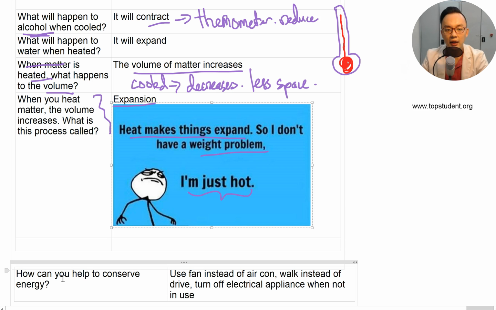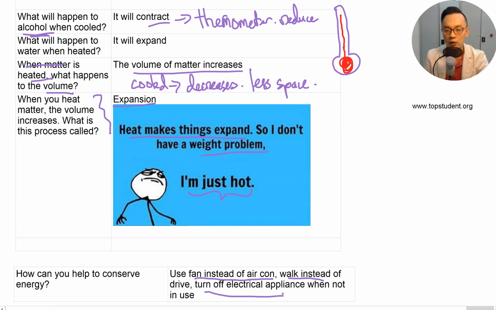Okay, let's go on. How can you help to conserve energy? These are some simple ways. Use a fan instead of aircon, walk instead of drive, turn off electrical appliances when not in use. Some of my students are very particular about this, so every time I leave the appliance on, they'll tell me to switch it off. That's a good thing, and that's how you can save electricity.